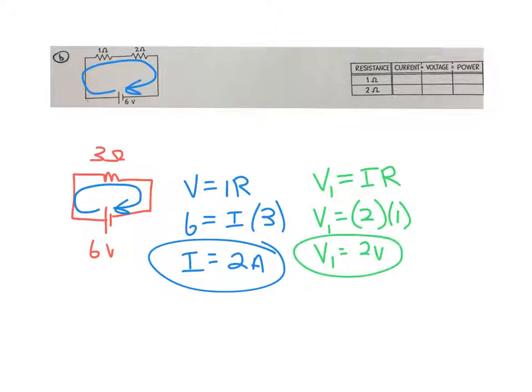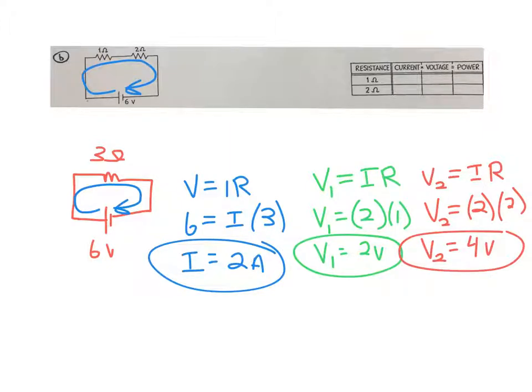And likewise, for the 2 ohm resistor, it will be its current times its resistance. The current is 2 amps, resistance of 2 ohms, so its voltage is 4 volts. So 4 plus 2 is 6. Total voltage is 6 volts.